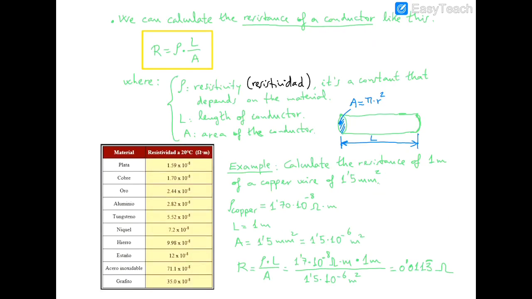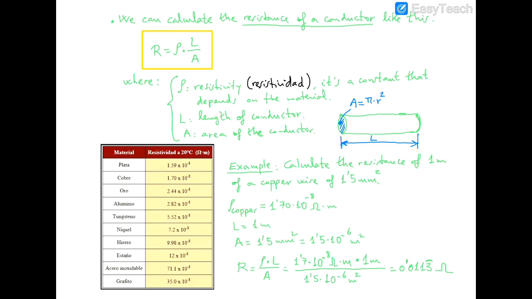We can calculate the resistance of a conductor with this formula, where this is the resistivity, this is the length of the conductor, and this is the area of the conductor. The resistivity is a constant that only depends on the material. In this table, you have the resistivities for different materials. Normally, the conductor in an electric circuit has a cylindrical shape, so the area will be given by this formula.